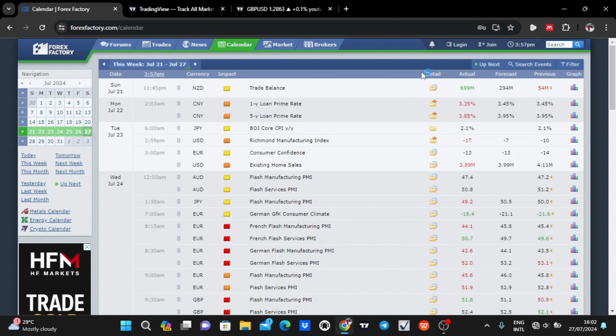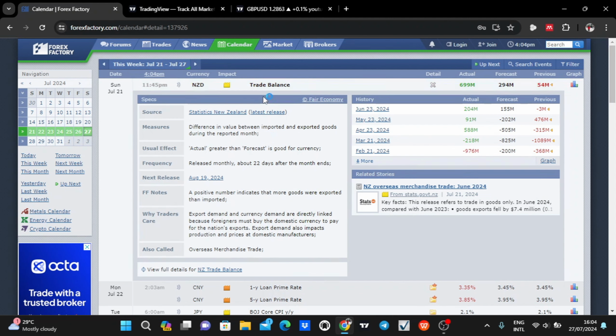Okay. And next is details. When you open these details, you can see what this news measures. Like, it says difference in value between imported and exported goods during the reported months. You can see the usual effects. They say actual, if the actual is greater than forecast, it is good for the currency. Next is the frequency. You can see it's released monthly. Okay. Here's the next release. Forex Factory notes why traders care.